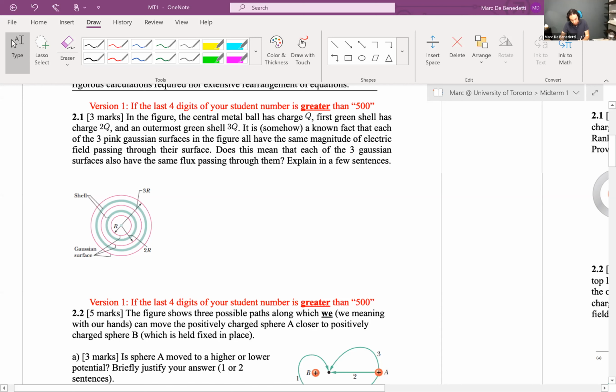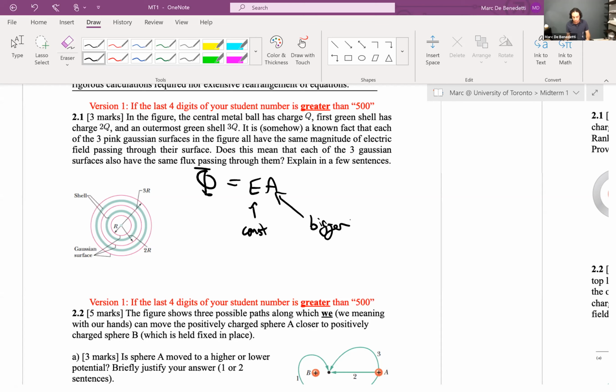There's two ways to sort of do this. You know that flux is equal to E times A, and if you know E is constant, and you're told in the question, A is getting bigger. A is getting bigger, right? Each subsequent pink shell is larger than the previous one. So if E is constant and A is bigger, then you know the flux is getting bigger as well. So that's one way to think about it.